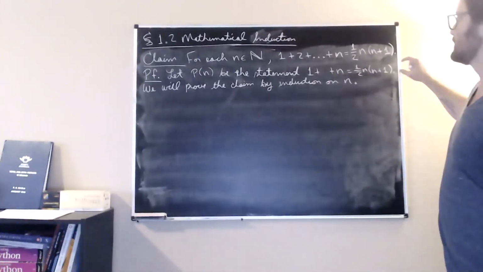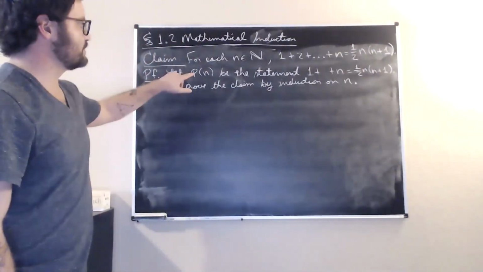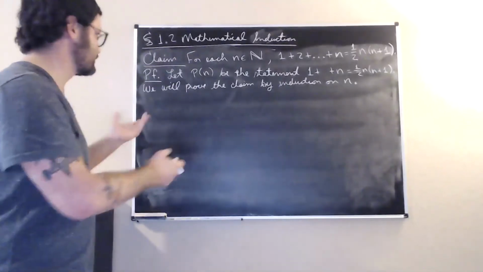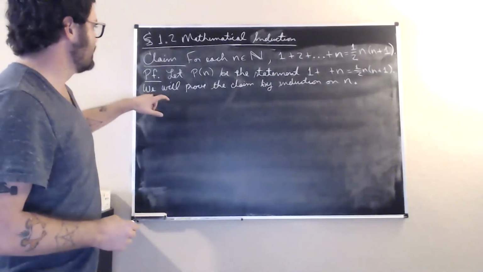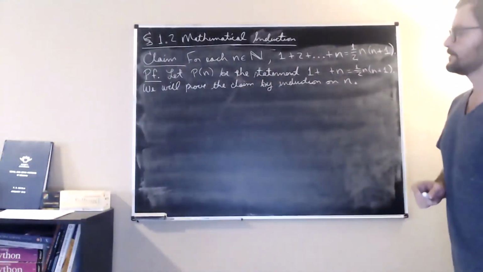Now, this first sentence here, you wouldn't necessarily need to include. I just want to include it so that you see how it relates back to the principle of mathematical induction that I just erased. You could get away when writing this proof by just saying, we will prove the claim by induction on n.